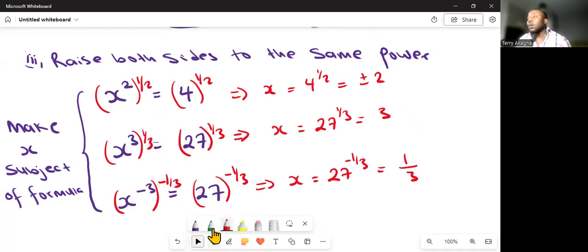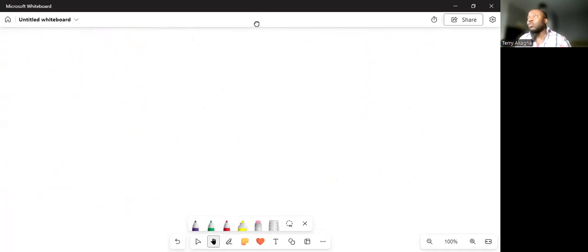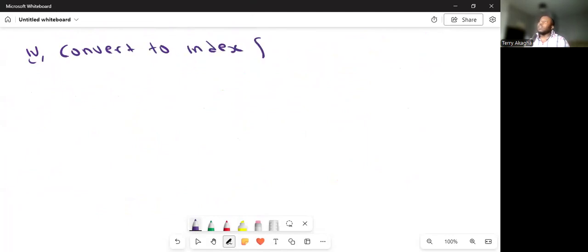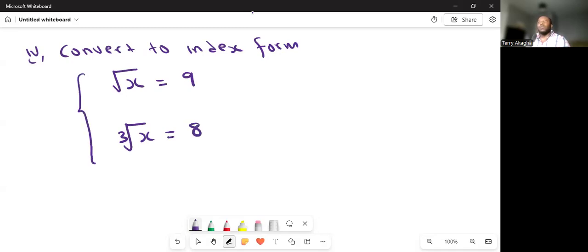So the fourth thing, which will be the final one that you could be asked to do, is you could be asked to convert to index form. So for instance, you could have the square root of x is equal to 9, and you are told to make x the subject of the formula, or you could have the cube root of x is equal to, let's say, 8. So in this example, we're told to make x the subject of the formula.